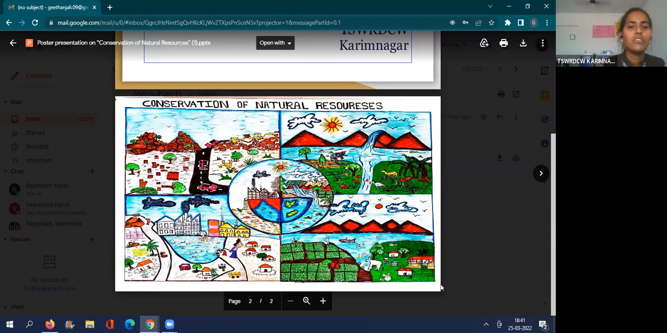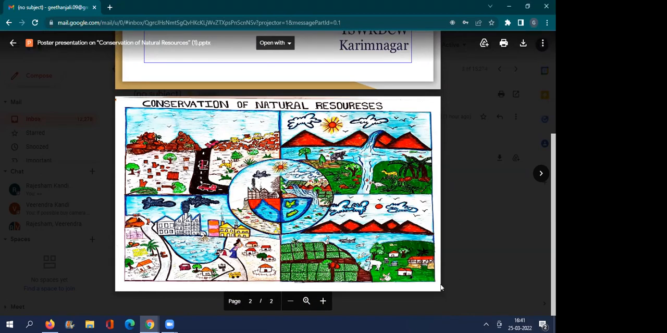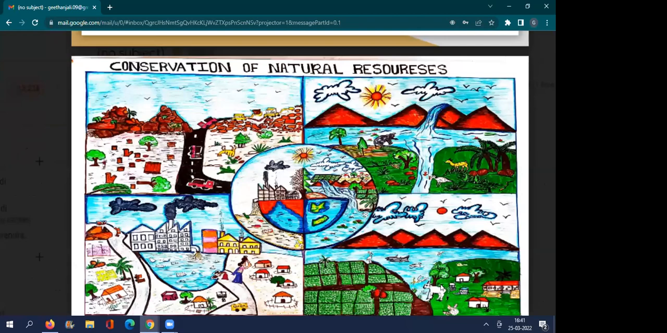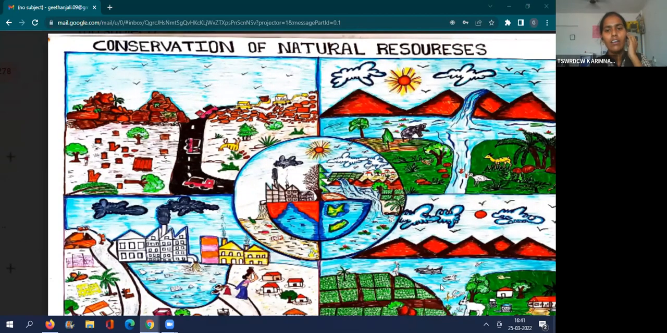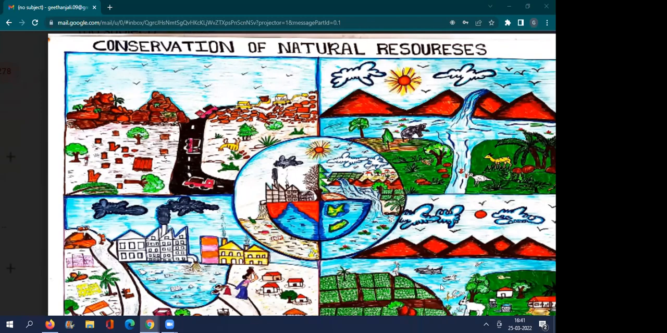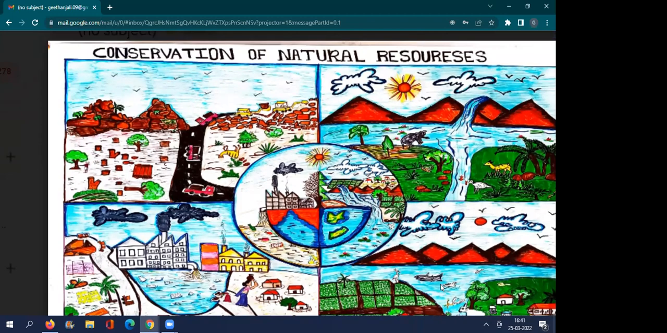So in this poster, we observe the earth: one side is natural resources, and the other part is filled with artificial things. Half the part is what we had in olden days. In olden days, natural resources were available to us.